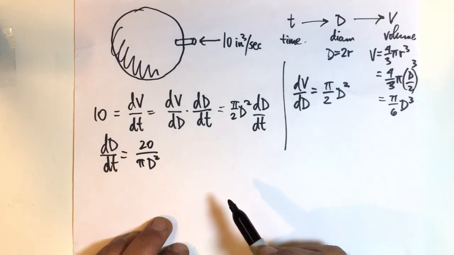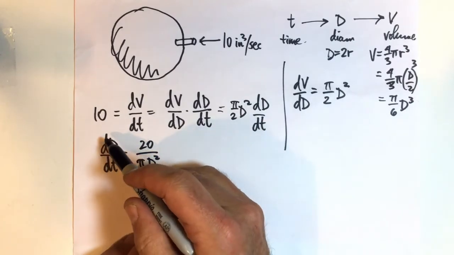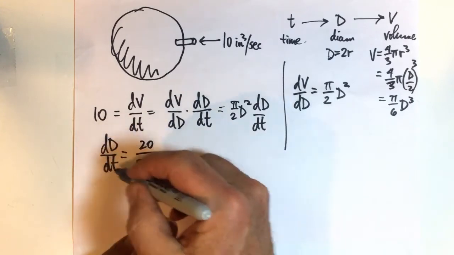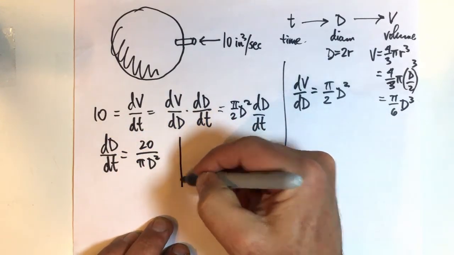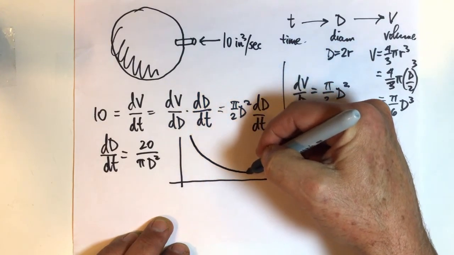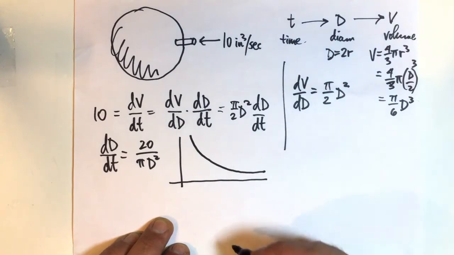Now, let's not worry about time at the moment. Let's just think about how this rate of change depends on the diameter. I can actually plot this. It's a graph that is a power function that goes down like this. It's got a vertical asymptote here, horizontal asymptote here.